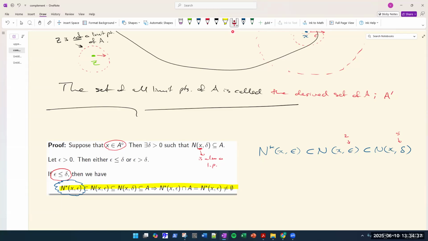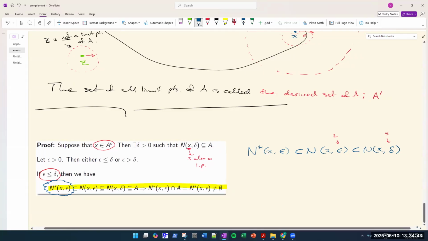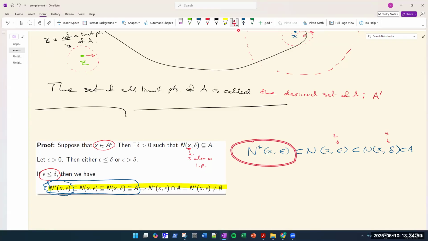And I know that this delta neighborhood is contained in E. So that's how we got this first part here. Okay. But what do I want? I want the intersection of this guy with A. So intersect both sides with A.